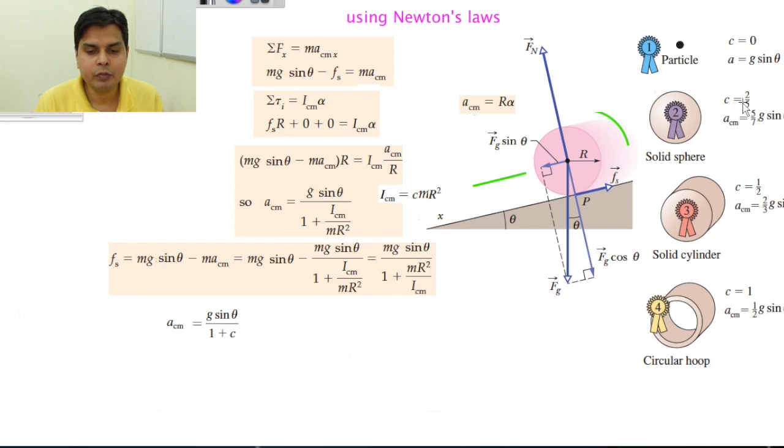Number 2 will be solid sphere, because this C is 2 by 5, so ACM will be this thing. Number 3 will be solid cylinder, because this is the thing. And number 4 will be this circular hoop, which is having C equal to 1, so ACM is equal to half g sin theta. So it's very simple. What is happening? As my C increases, my acceleration of center of mass decreases. By this formula I can see.